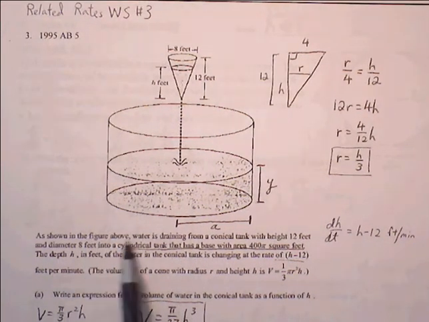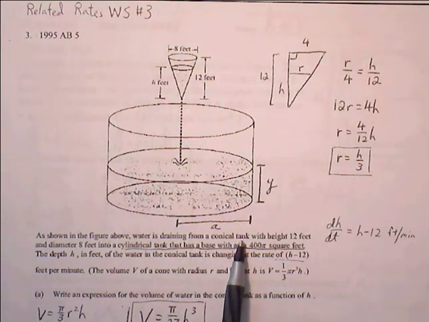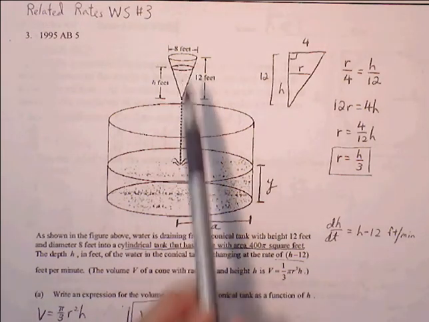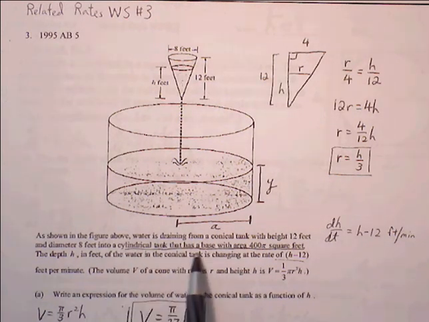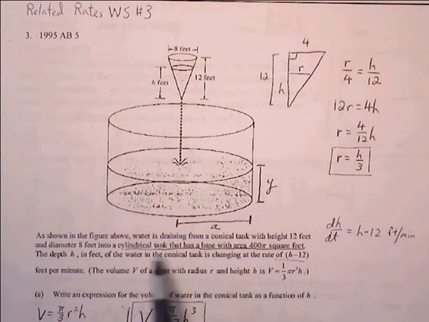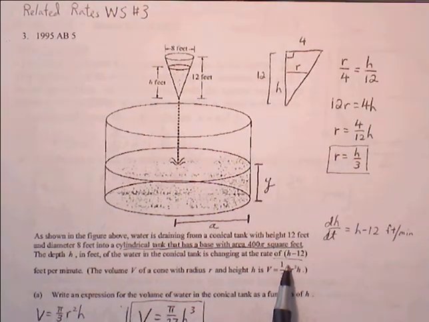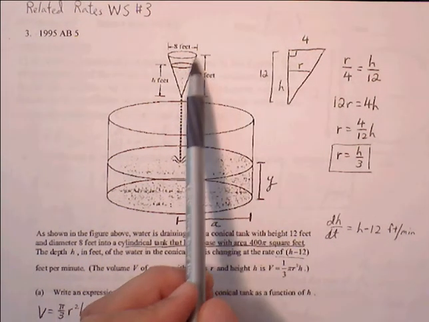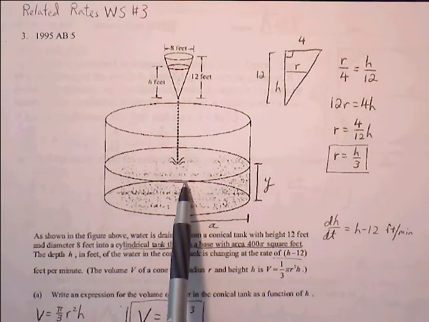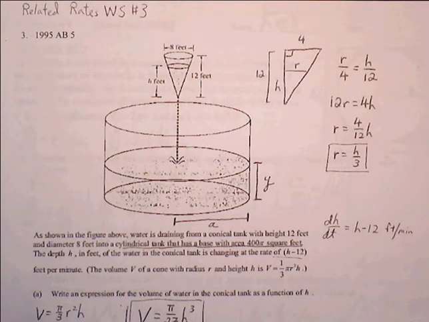All right, so as shown in the figure above, the water is draining from a conical tank with a height of 12 feet, diameter of 8 feet, into a cylindrical tank that has a base with an area of 400 square feet, and the depth of the water is changing at a rate of h minus 12. So water is leaving the conical tank and going into the cylindrical tank. But the first part, we're going to deal with the cone.